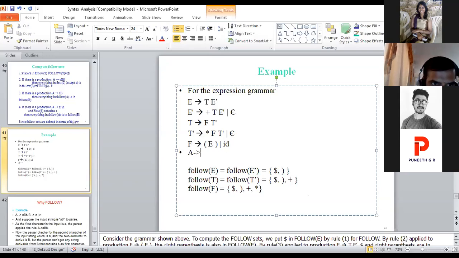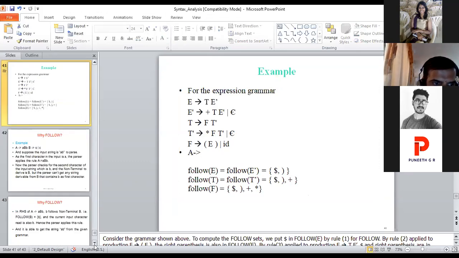Okay. Now I've explained to you. You can just go through these 3 slides: 41, 42, 43.